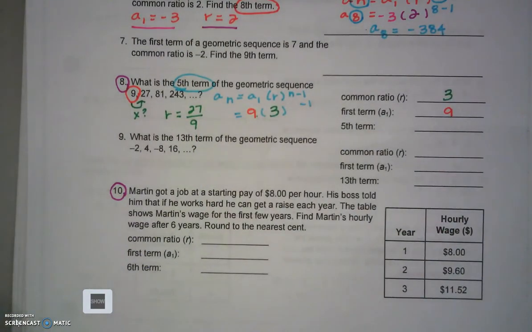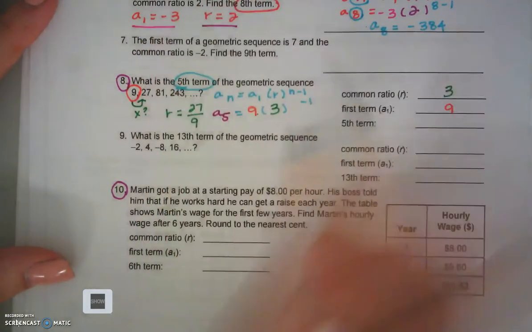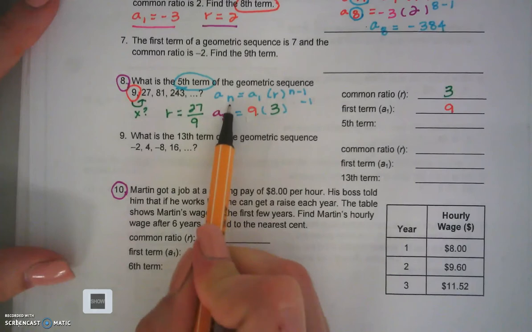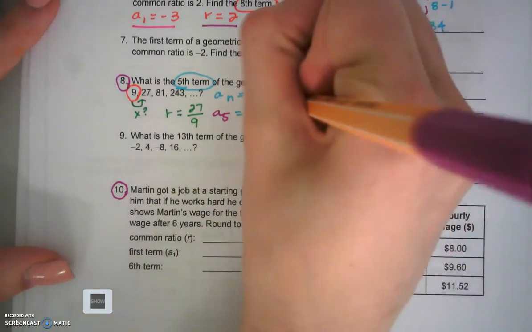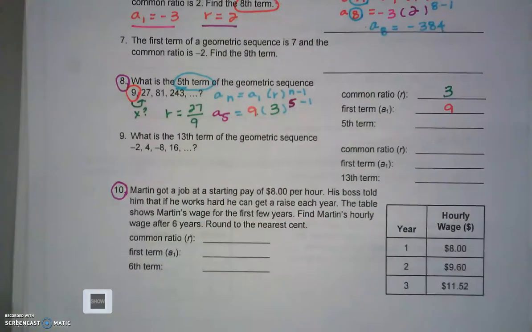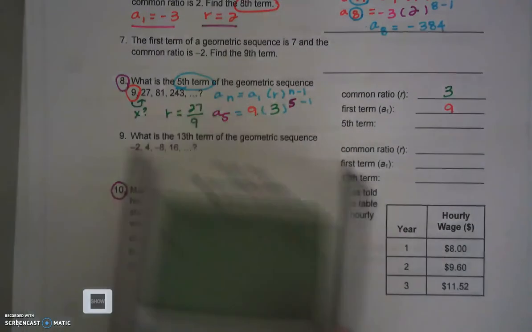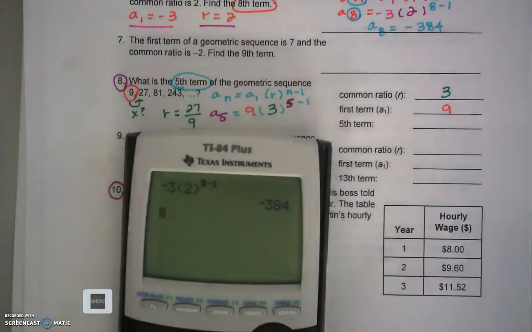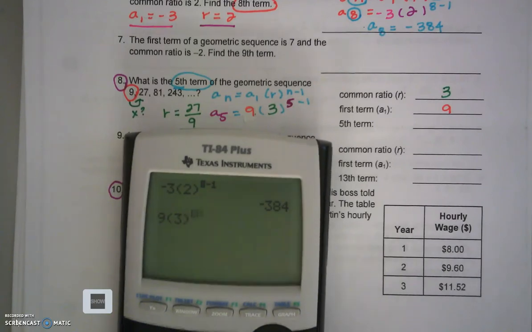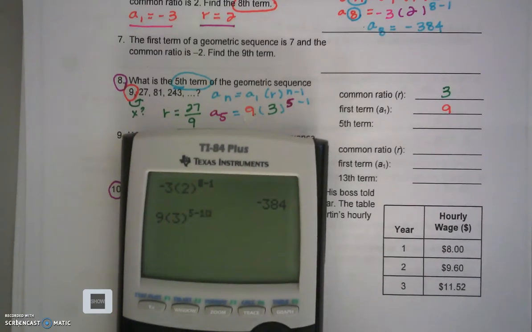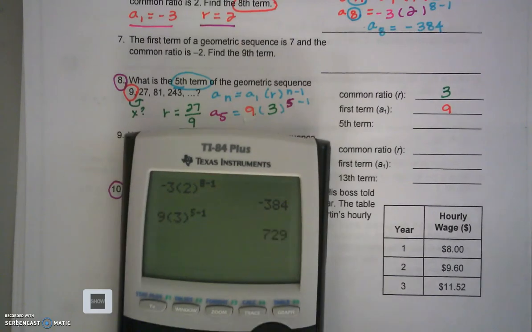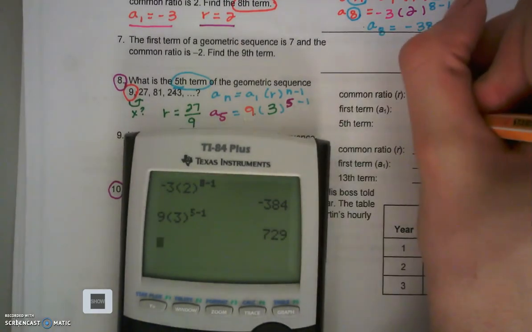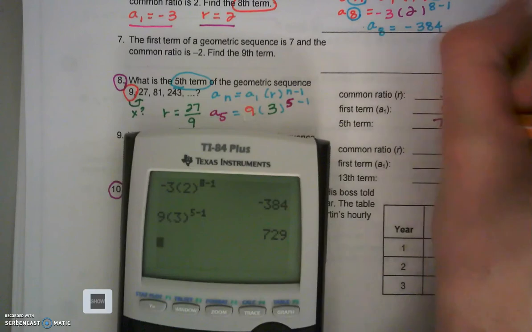And we're looking for the 5th term. We're looking for a sub 5. So 5 is in this n spot. We're going to replace the 5 up here as well. So let's put it in our calculators again. 9 times 3. We're going to raise it to the 5 minus 1. Enter. And we should get that my 5th term is 729.